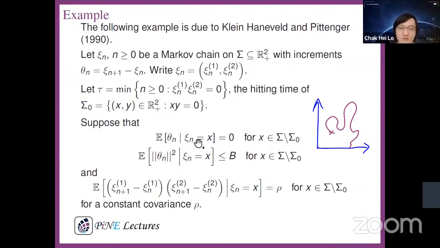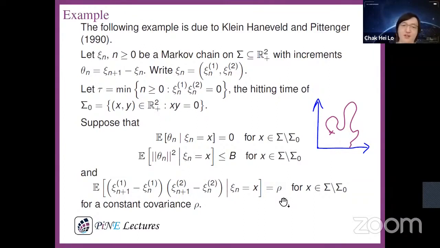First of all, suppose that the expectation of theta n is zero. So essentially there's no drift for this walk or for this chain. And we have the expectation of the norm squared is less than or equal to b. Again, this is just a bounded jump condition, so it can't fly away instantly. We also have this interaction term to denote the covariance. The expectation of the change in the first coordinate times the change in the second coordinate is rho. It can be positive or negative. Okay, so this is the setup.